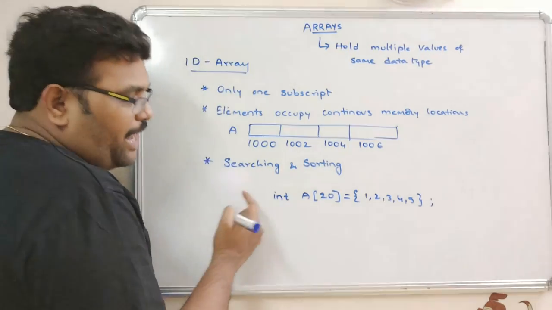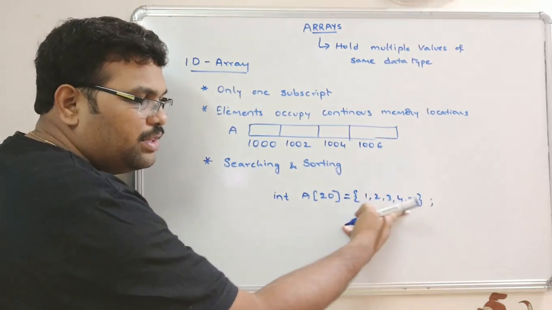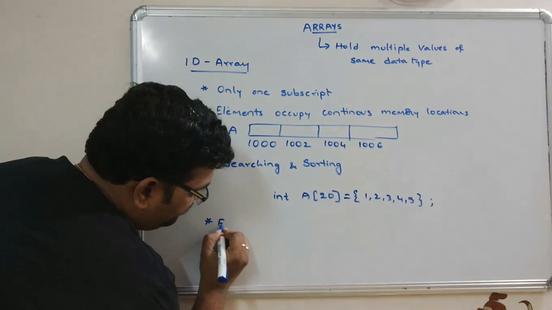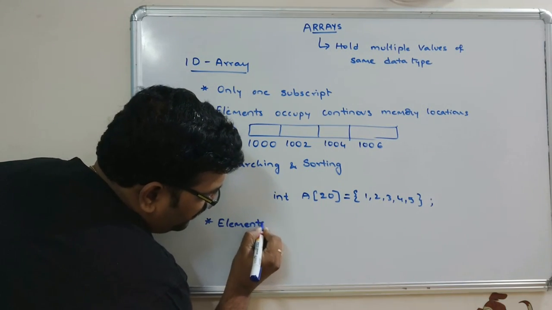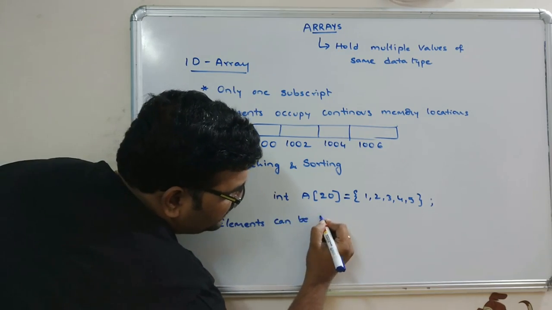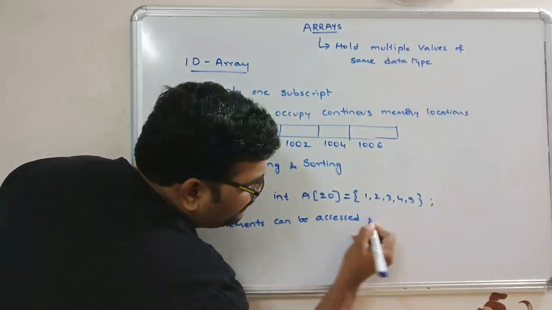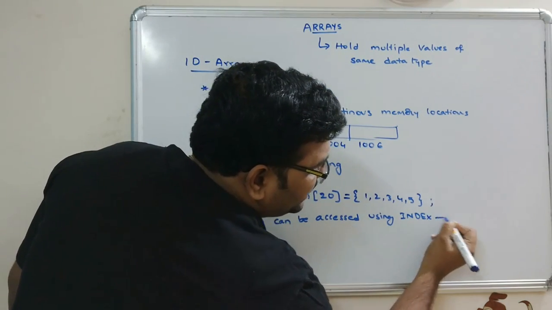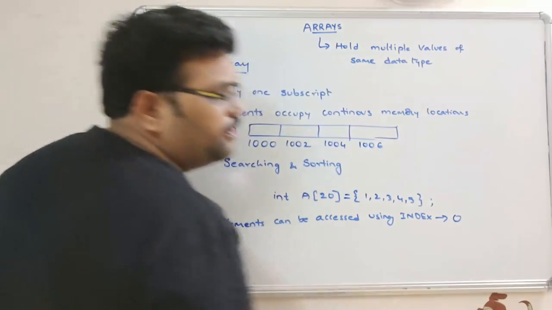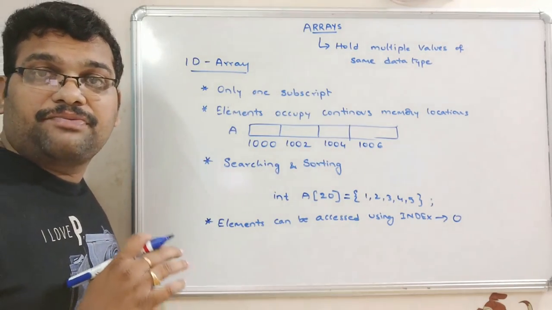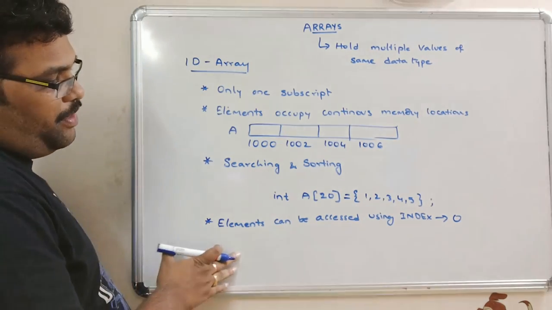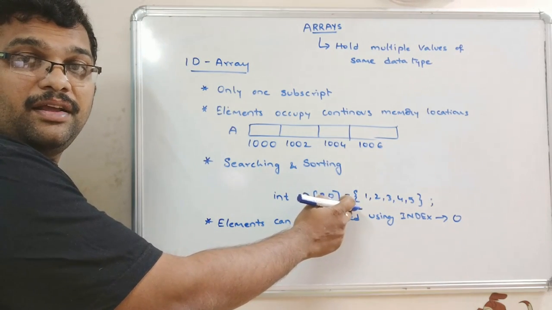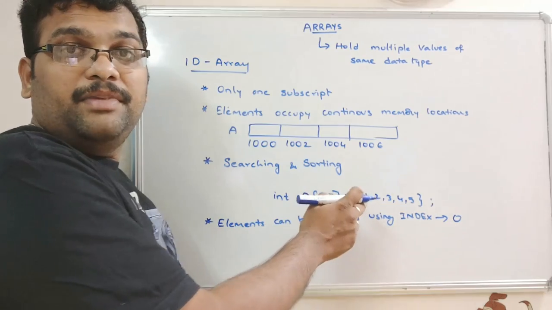So how can we access all these elements? These elements can be accessed using index values. So these index values will start from 0. All the index values will start from 0, right? So this is a compile time initialization. During the program itself we can initialize the values.